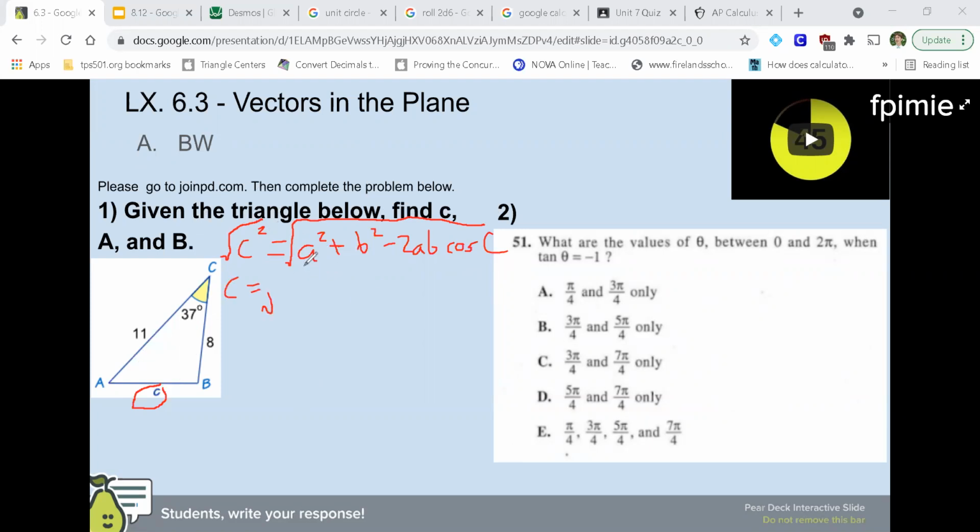All right, so if we plug into this, we'll get 8 squared plus 11 squared minus 2 times 8 times 11 times the cosine of 37 degrees. Type that into the calculator. 6.666344593. Or if we round to the thousandth place, that's a lot of sixes.